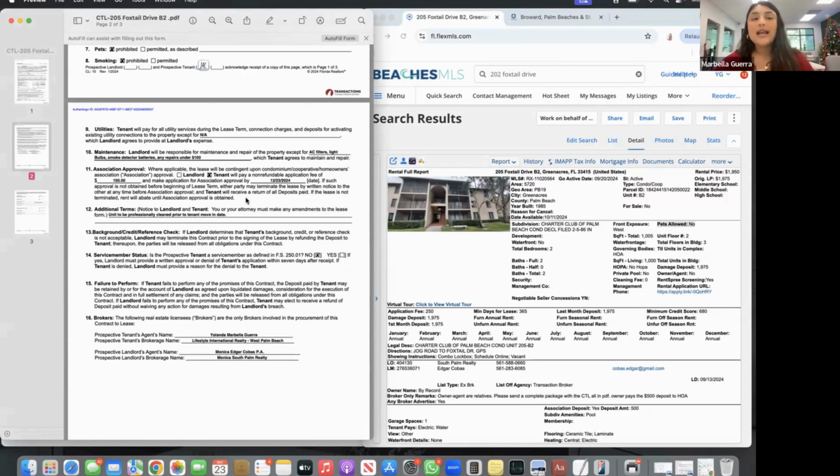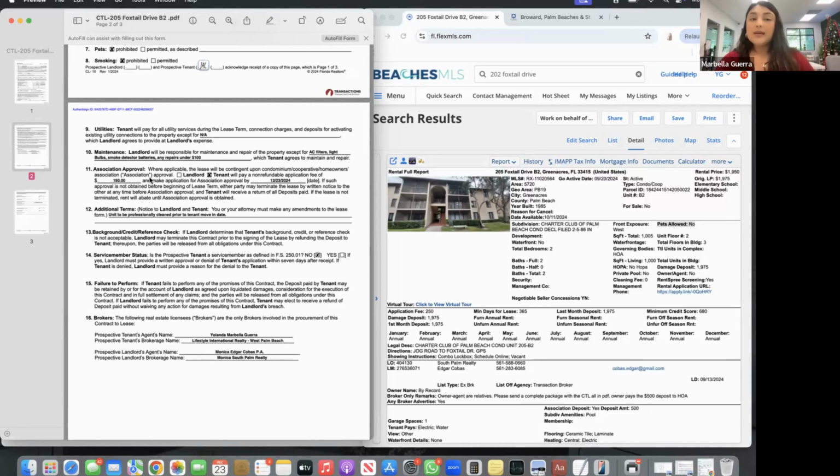If we read it, it says tenant will pay for all utility services during the lease term, connection charges, and deposits for activating existing utility connections to the property except for. That "except for" essentially means that whatever is placed on the following line is what is included in the rent. Okay, so if water was included, I would put on here except for water. My tenant won't have to pay for water because it is included. So section 9 is telling us what they are not responsible for.